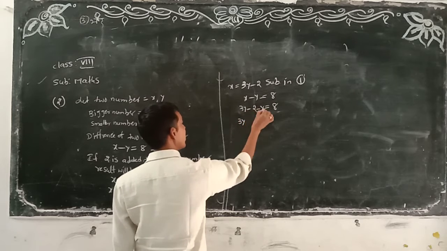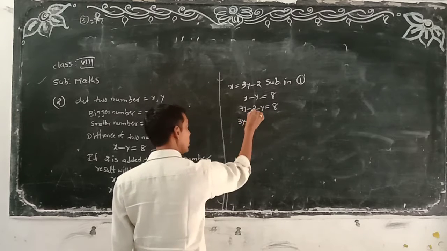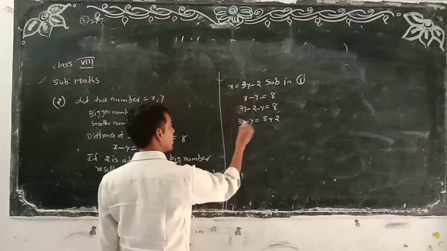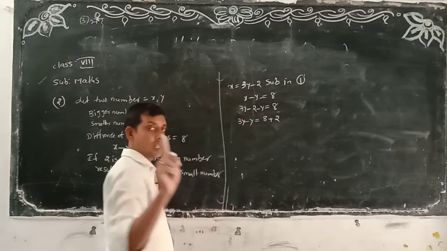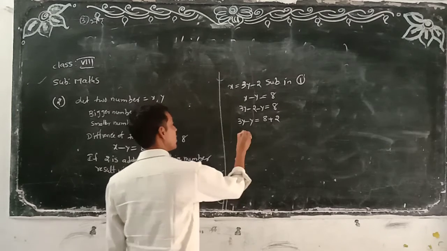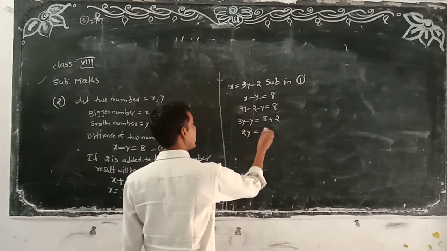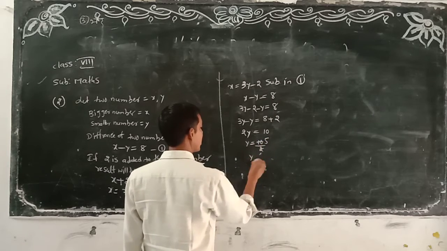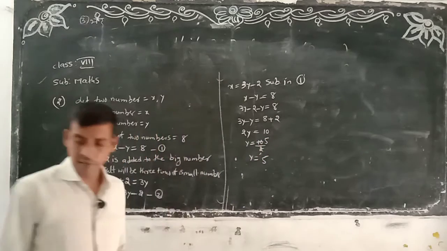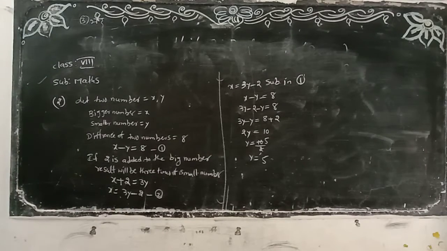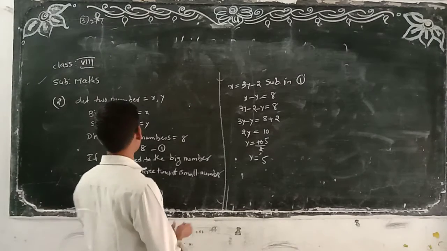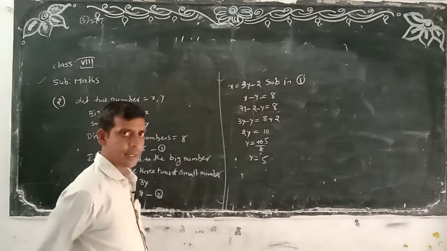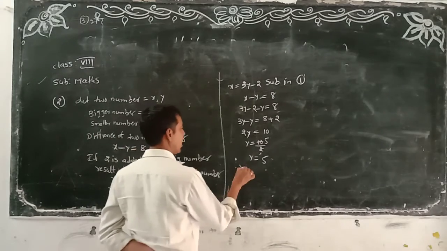Next, write down 3y, and y here only. Send this minus 2 to the right side. 3y minus y: from the 3y we have to subtract the single y. How much will it be? 2y is equal to 10. Y is equal to 10 by 2. Two fives are 10. Y is equal to 5. But we have to find out the x value. So y is equal to 5.